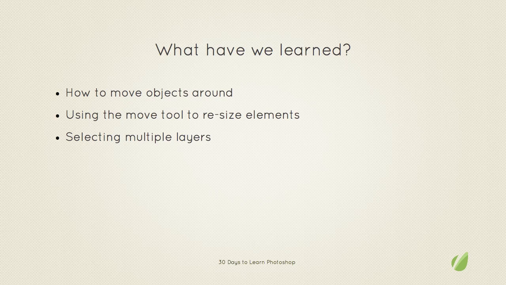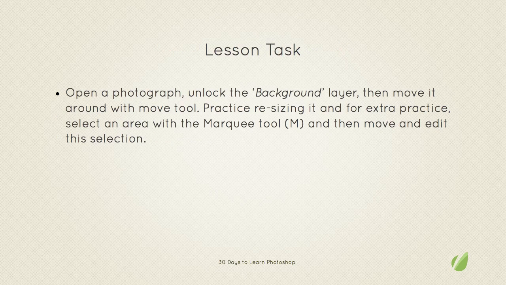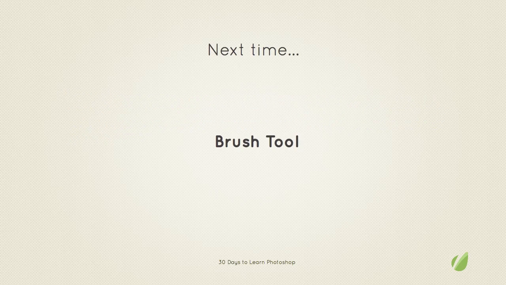So what have we learned in this lesson? Well, we've looked at how to use the move tool to reposition and move objects. We've also used the move tool to resize elements, and we've used the move tool to select multiple layers and edit those. So your task for the lesson is to open up a photograph and unlock the background layer, then move it around with the move tool. Practice resizing it, and for extra practice, select an area with the marquee tool, which is M, and then move and edit this selection. Next time on 30 Days to Learn Photoshop, we'll be looking at the brush tool.